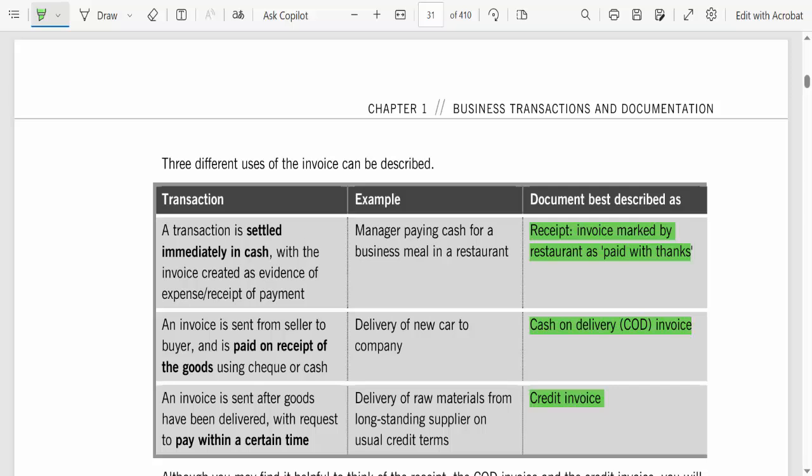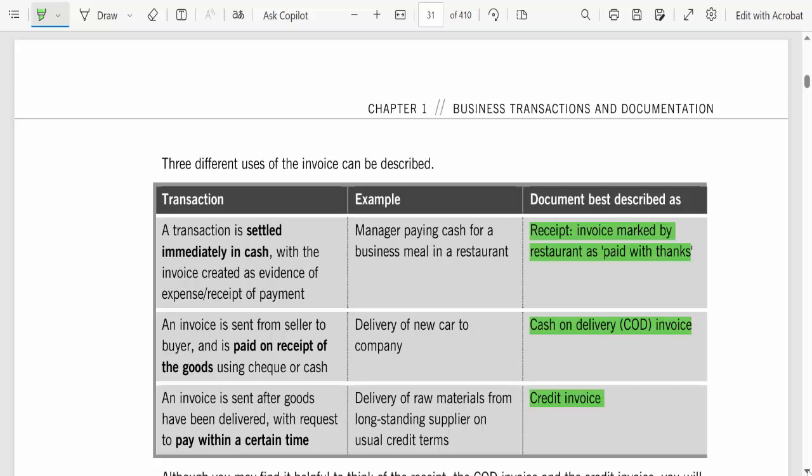Example, suppose a business receives a delivery of raw materials from a long-standing supplier. The supplier trusts the buyer and allows them to pay within 30 days. A credit invoice is issued to document the sale and the payment terms. Purpose. This type of invoice provides a record of the transaction and specifies when the buyer should make the payment. Credit invoices are common in business-to-business transactions where there is a credit agreement between the buyer and seller.